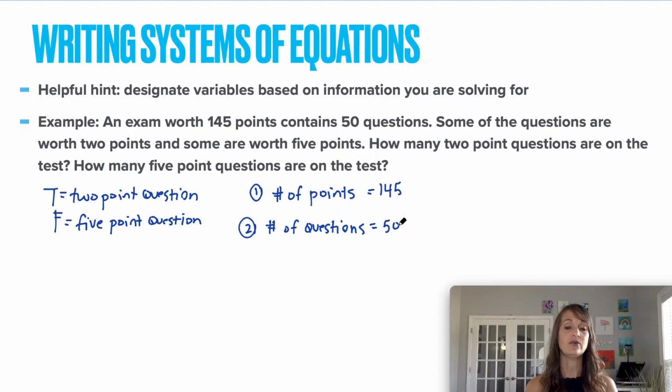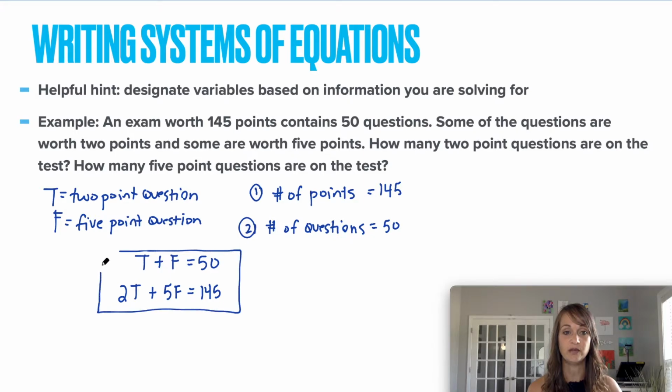So I know that the number of 2-point questions plus the number of 5-point questions should equal 50. So I'm going to write that just like I said it. The number of 2-point questions and the number of 5-point questions will represent 50 questions. Now, I also know that every 2-point question is worth 2 points. I know that every 5-point question is worth 5 points. And I know that the total amount of points should equal 145. And that becomes your system of equations in order to be able to solve.